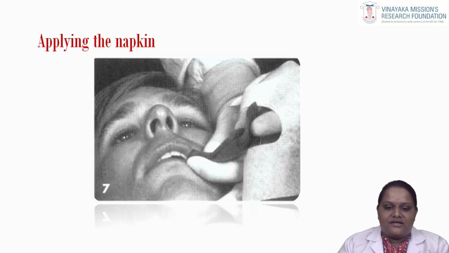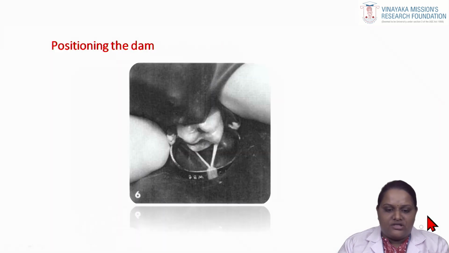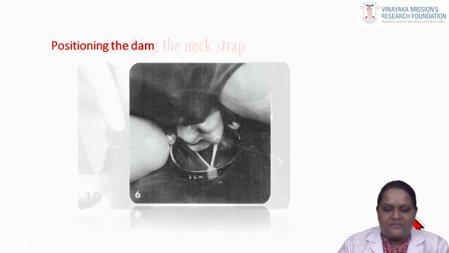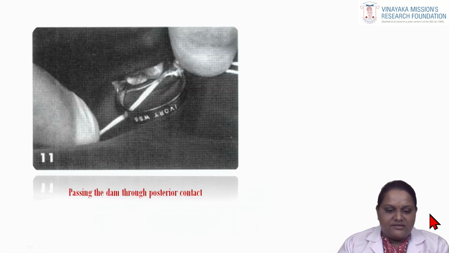Then comes applying the rubber dam napkin. Once the rubber dam napkin is placed, you go for the procedure of placing the rubber dam sheath. See to that the napkin is properly positioned. Then position the rubber dam over the rubber dam clamp. Then attach the rubber dam sheath to the rubber dam frame to prevent slippage of the clamp that is placed.